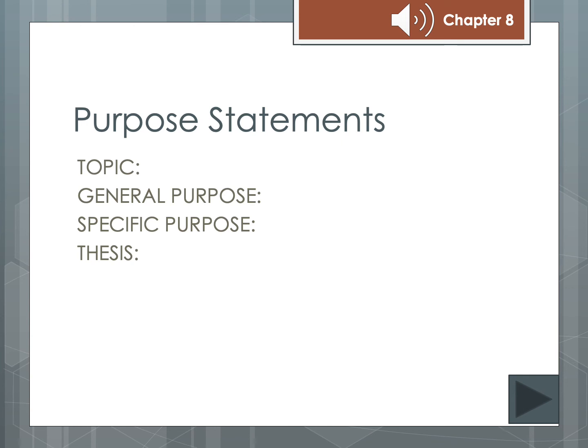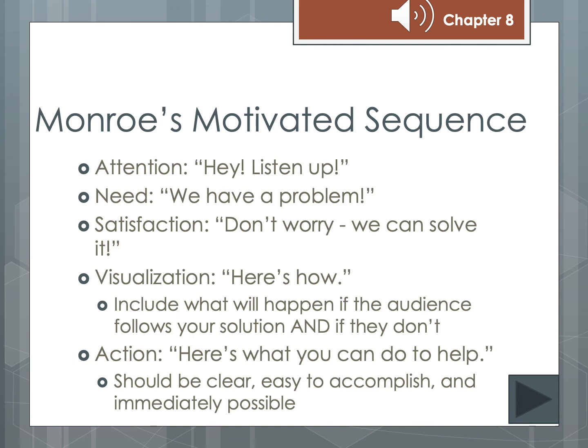Your outline will be written in standard outline form using the pattern of Monroe's motivated sequence. Click to the next slide to learn about this pattern of organization. There are many organizational patterns available to you when arranging your speeches, including topical, chronological, spatial, causal, problem solution, problem cause solution, comparison, and narrative. For this course, we will focus on using Monroe's motivated sequence. Monroe's motivated sequence, which was created by Alan H. Monroe, says that people are motivated to do something in a specific sequence of events.